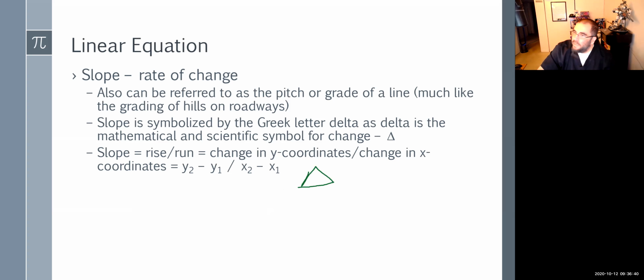Right? So when we look at this, the rise and the run is the change in y coordinates over the change in x coordinates. So it's saying here, y2 minus y1 over x2 minus x1. That gives us our slope.